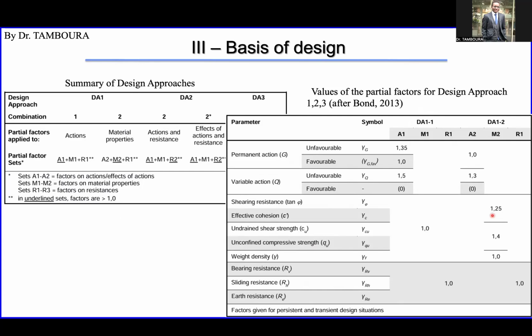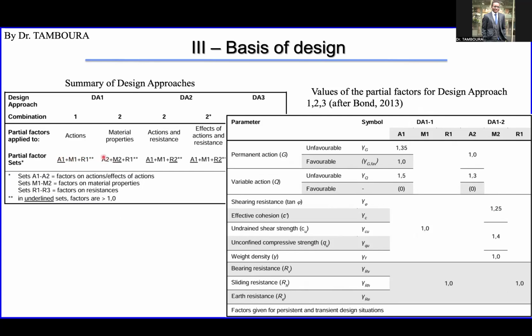Okay. And 1.4 for undrained shear strength and unconfined compression strength. Okay. Unit weight also is 1. That one, you should not even touch it. Something like that. And resistance is 1. Okay. So this is R1. You can see then what is the meaning of A1, M1, R1.